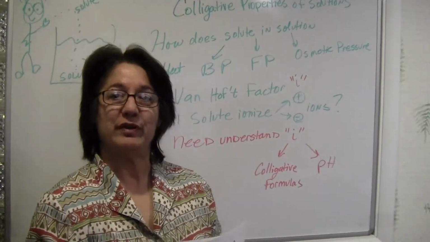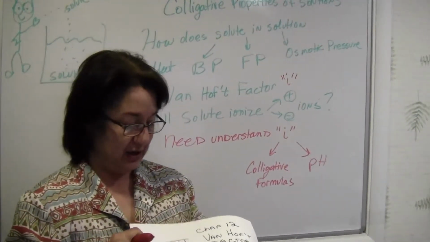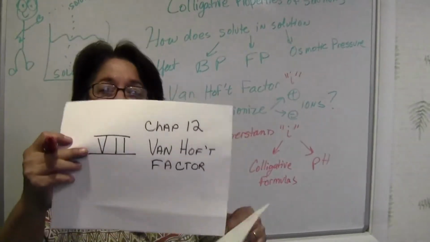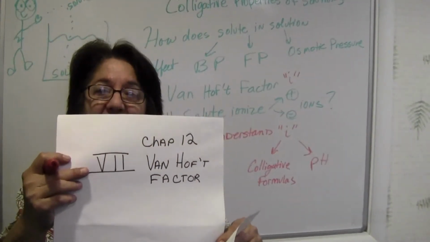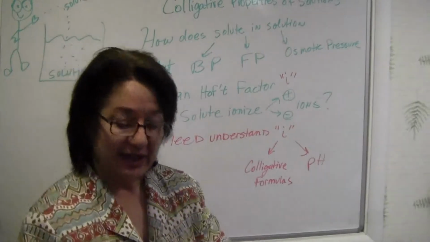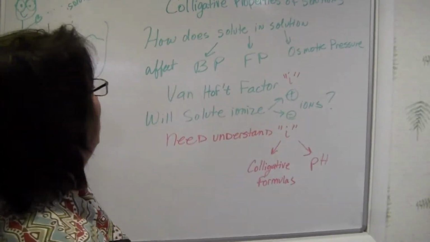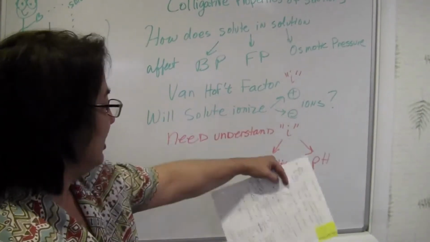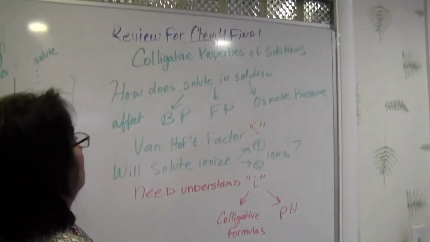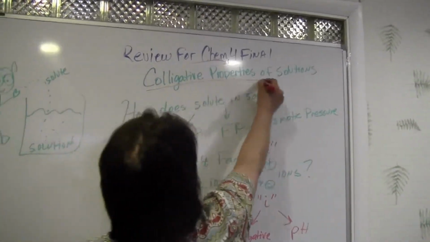Okay, we're back with our review for the Chem 4 final, and we're up to section 7, which is the Van 't Hoff factor. And we need to understand this because we're going to use it in our colligative equations and later on when we get to pH. What does colligative properties mean?